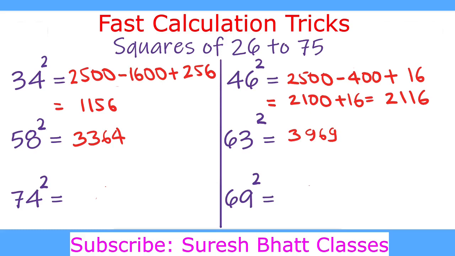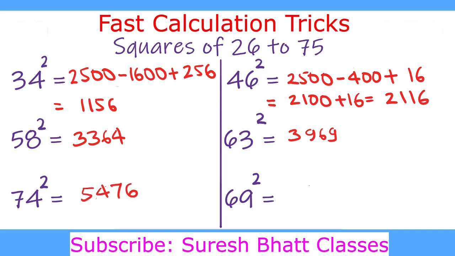74 square. The difference between 74 and 50 is 24. So 74 square is equal to 2500 plus 2400, plus the square of 24, which is 576. So 2500 plus 2400 is 4900, plus 576. This is 5476.